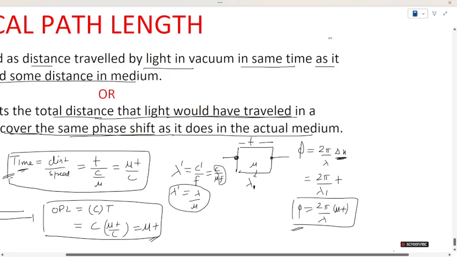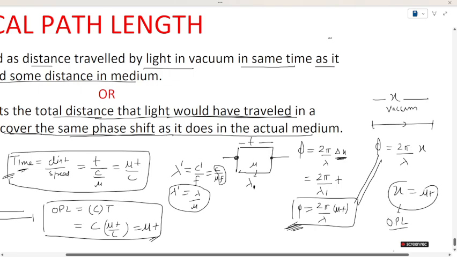So if the light travels through this medium, this is the phase shift. Now, if this light is traveling through vacuum, then what distance should light travel to get the same phase shift? So phi is equal to 2 pi by lambda, lambda of vacuum, into a distance that we don't know. So to get this equal phase shift, we can compare. So x is equal to mu t, and this mu t is the optical path length. So we can define it in two ways, and this formula is mu into t.